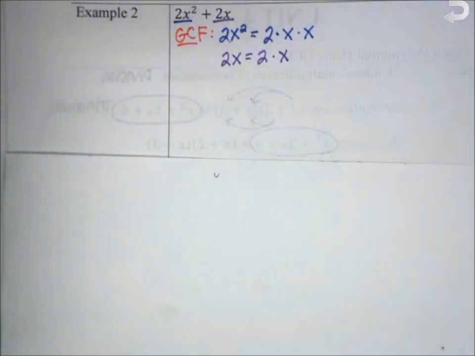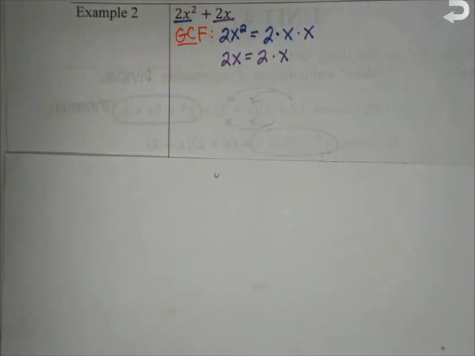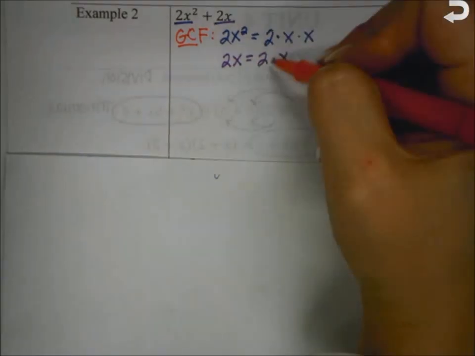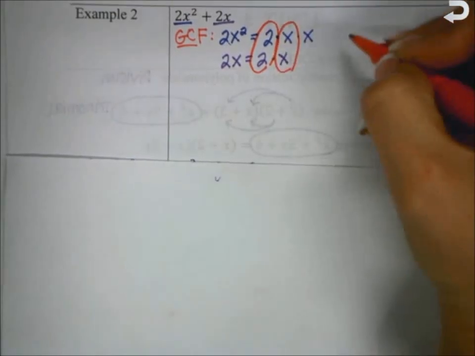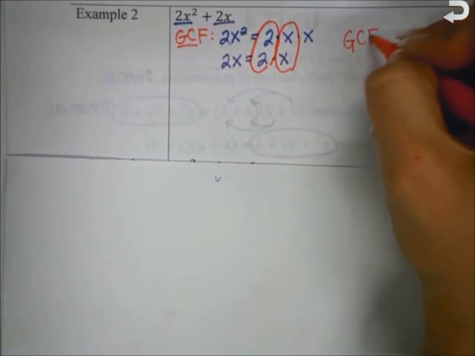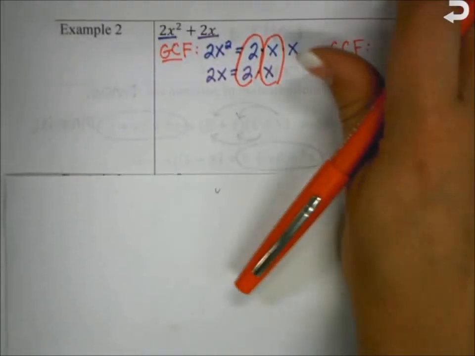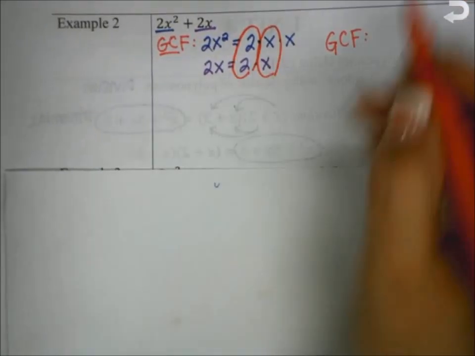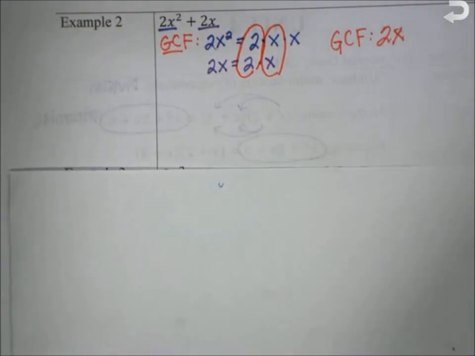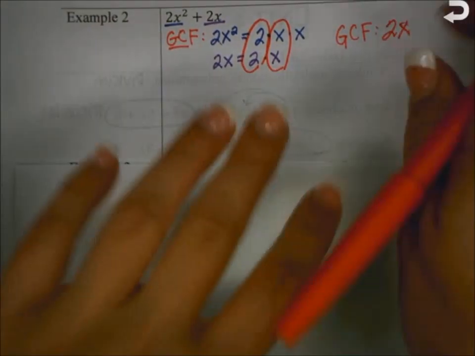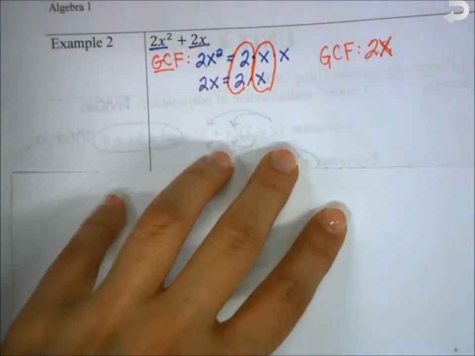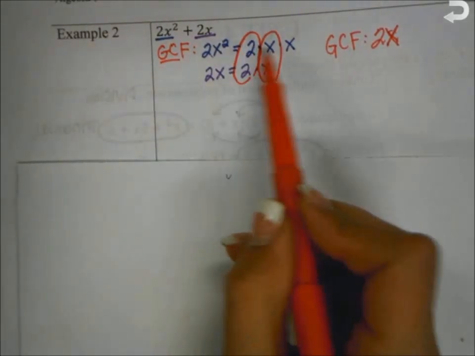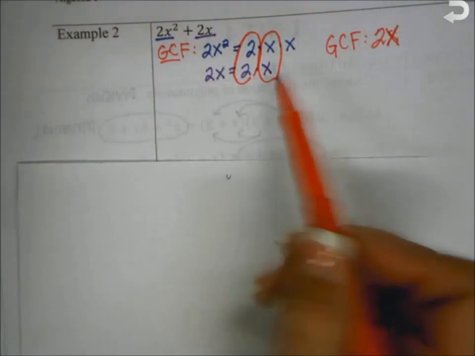And the GCF is going to be everything that they have in common. What do they have in common? 2. They have 2's in common and they have x's in common. So my GCF is going to be, we take everything that was circled and we multiply it. So 2 times x, which gives me 2x. So we take what they have in common, and that is our GCF. Now, we're not multiplying 2 times x times 2 times x. We're only multiplying it one time each.